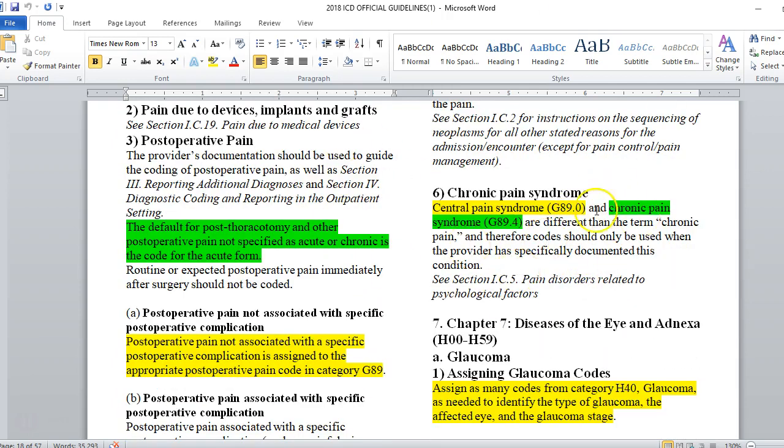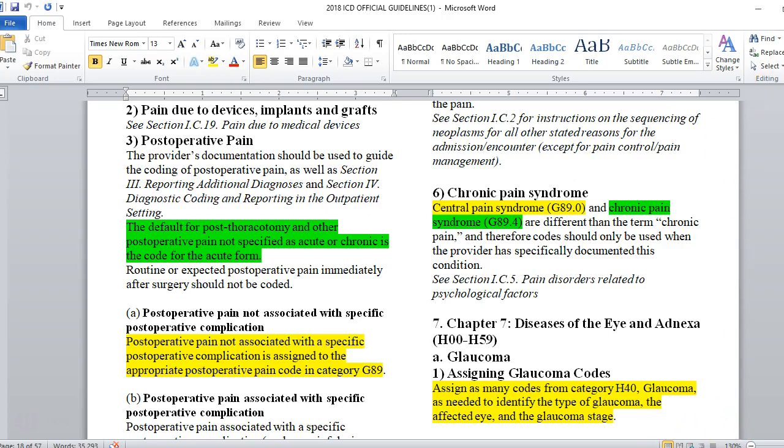Now the last section of our G-code guidelines: central pain syndrome, G89.0, and chronic pain syndrome are different than the term chronic pain and therefore should only be used when the provider has specifically documented this condition. Okay, so we're going to look at all of these.